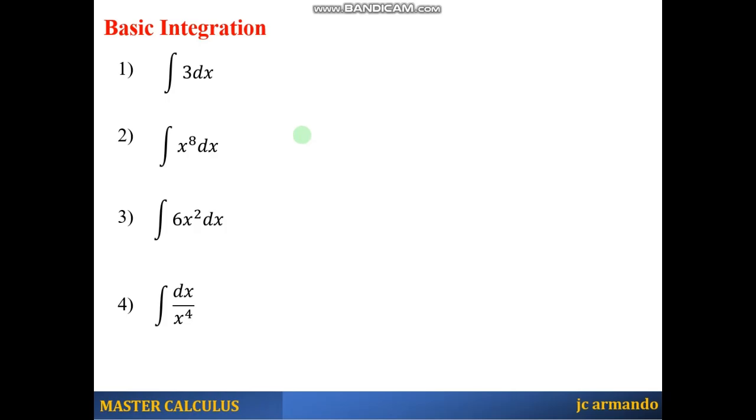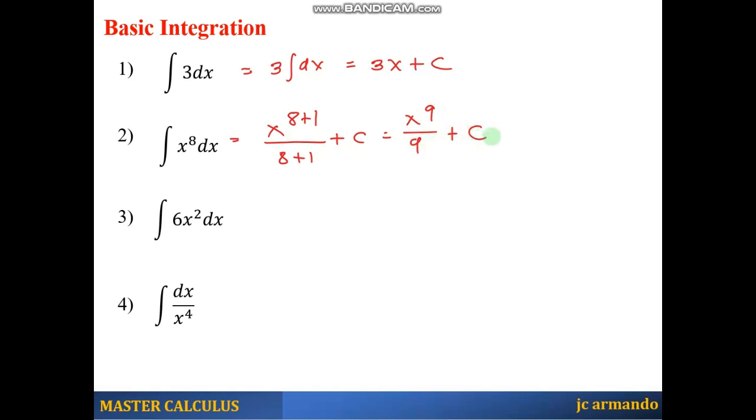Okay, let's have now the last part, basic integration. So, first, the integral of 3 dx. So, this is the same as 3 integral of dx. And we know that integral of dx is x. So, 3x plus c. Then, for integral of x to the 8 dx, we have x, add ng 1, 8 plus 1 over 8 plus 1 plus c. That would be x to the 9 divided by 9 plus c.